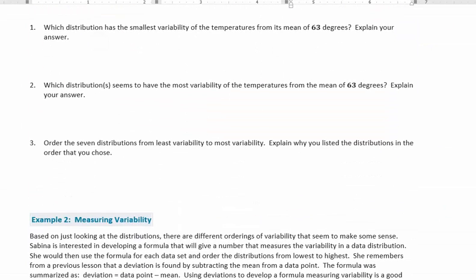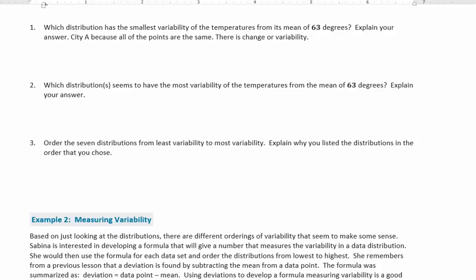So that's what I'm going to type in for this answer. City A, because all of the points are the same. There is no change or variability. So that means it's the same temperature that whole entire year.